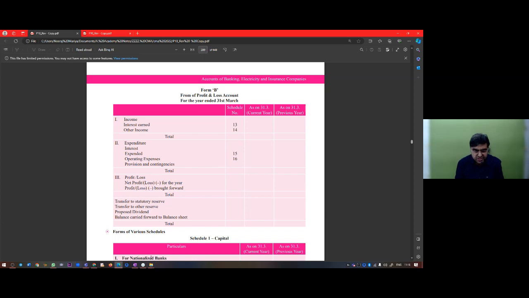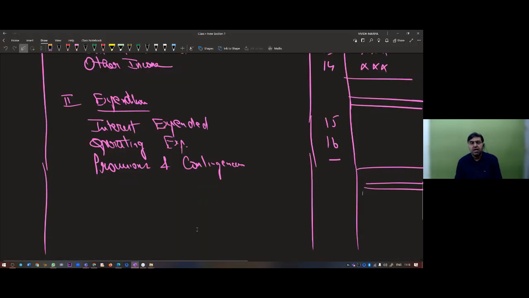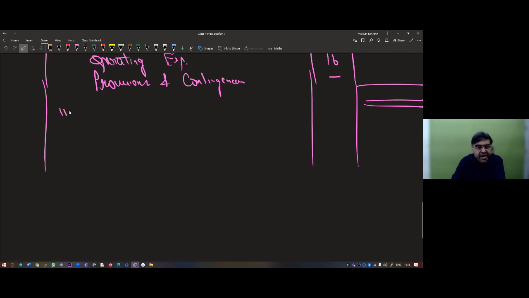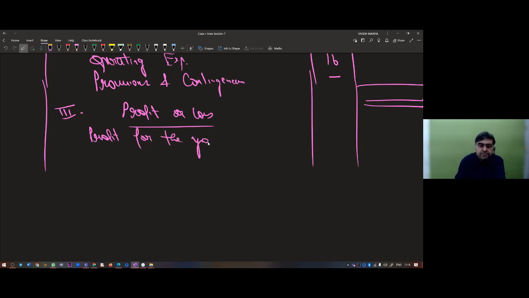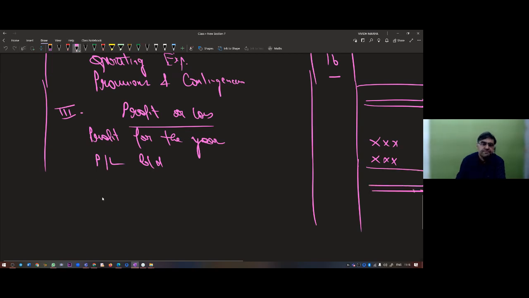Okay, next. Now the third part of the P&L account is profit or loss. So you will say profit or loss for the year. Profit and loss balance brought forward. It doesn't have any schedule, just the amount. And now the fourth part is appropriations.